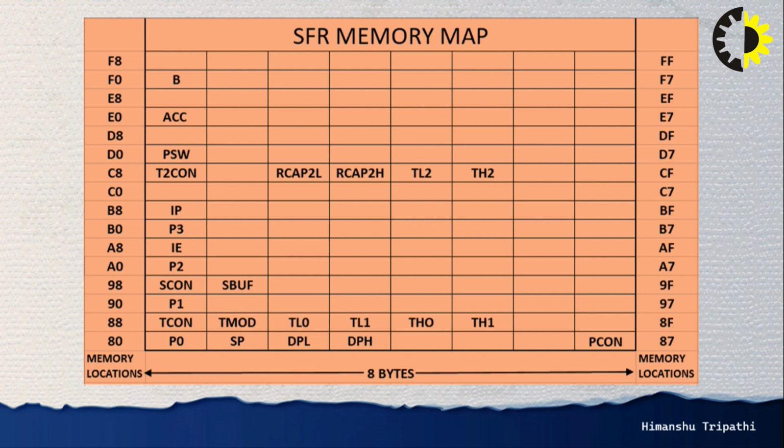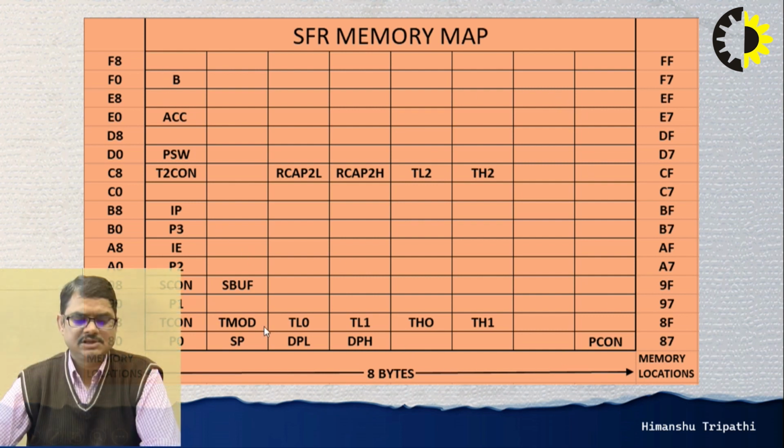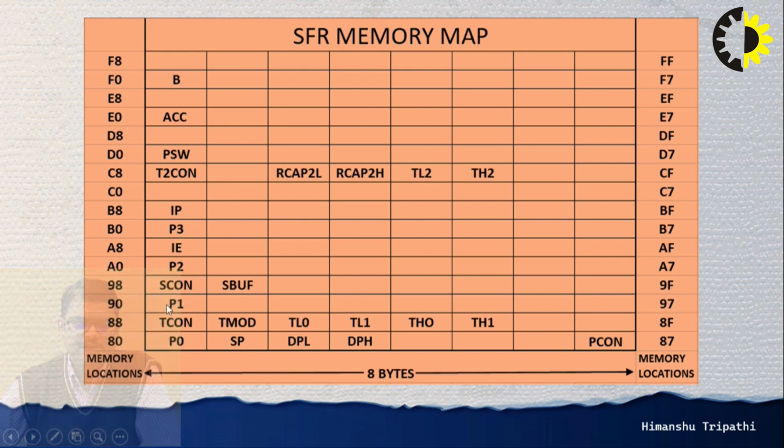These are known as special function registers, and you can easily remember them: P0 represents port 0, P1 at 90H represents port 1, P2 at address A0H represents port 2, and P3 represents port 3. Almost all these SFRs are bit addressable, so we can change individual bits of any of these special function registers.